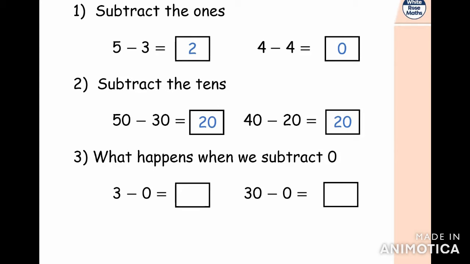And then question 3, what happens when we subtract 0? Well, really, not a lot happens. 3 is our whole, we start with 3, and we don't subtract any, we're left with 3. 30 is our whole, and we don't subtract any, we're left with 30.